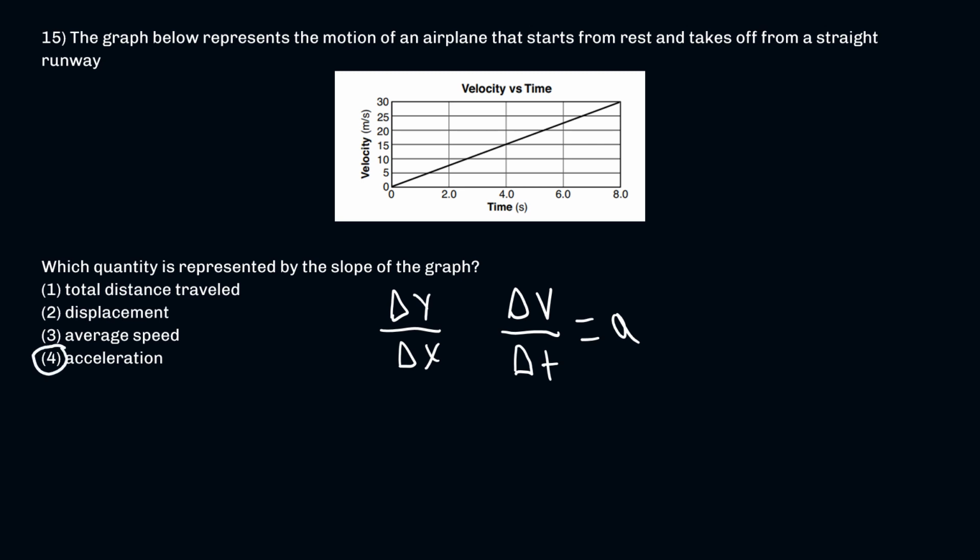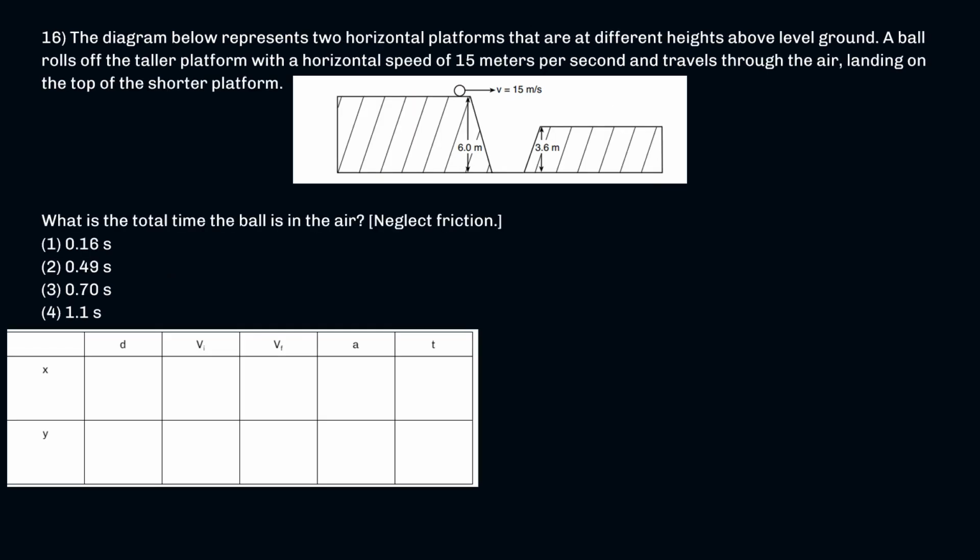All right, so let's move into our last example. All right, so example number 16. We have the diagram below represents 2 horizontal platforms that are at different heights above level ground. A ball rolls off the taller platform with a horizontal speed of 15 meters per second and travels through the air, landing on top of the shorter platform. What is the total time the ball is in the air, and neglect friction?